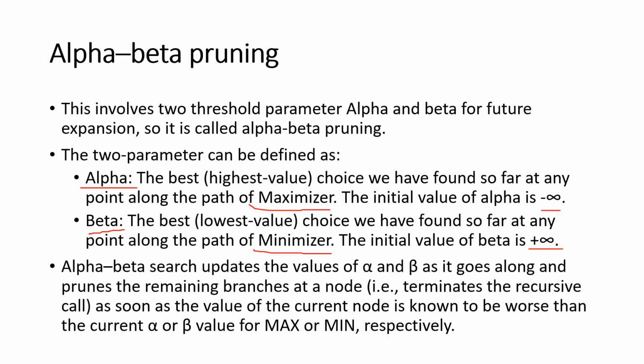That means if max finds a value which is less than or equal to beta, or min finds a value greater than or equal to alpha, then continuing the search is useless.